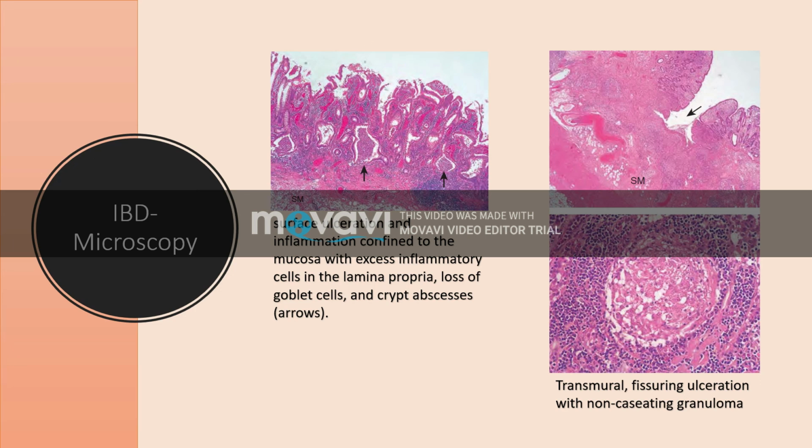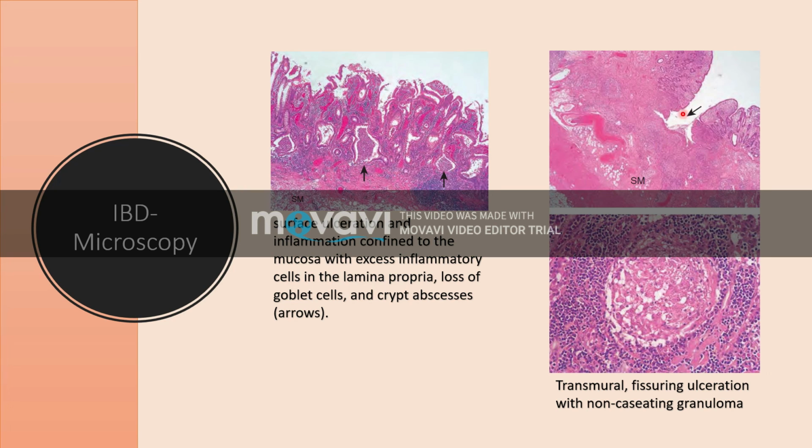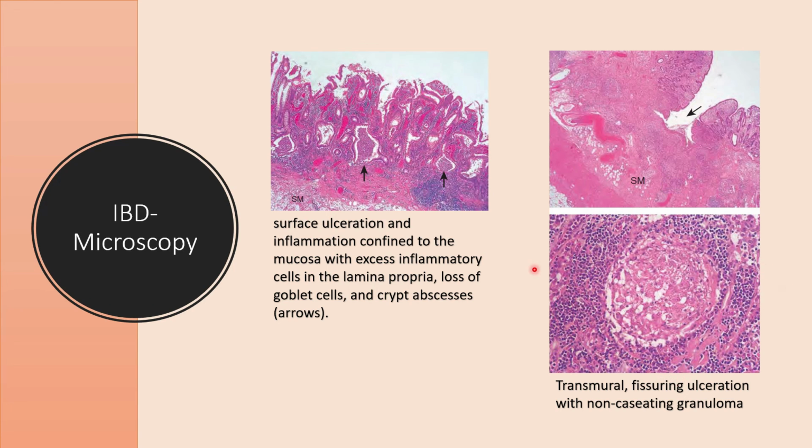In case of ulcerative colitis, the ulceration is usually confined to the mucosa and associated with the crypt abscesses and loss of goblet cells. While in Crohn's disease, here you can see this fissuring ulcer affecting the whole mucosa, and actually the inflammatory process may extend into the whole wall of the bowel in case of Crohn's. So it's a transmural, may cause strictures or perforation to the wall, and associated with non-caseating granulomatous inflammation as well.